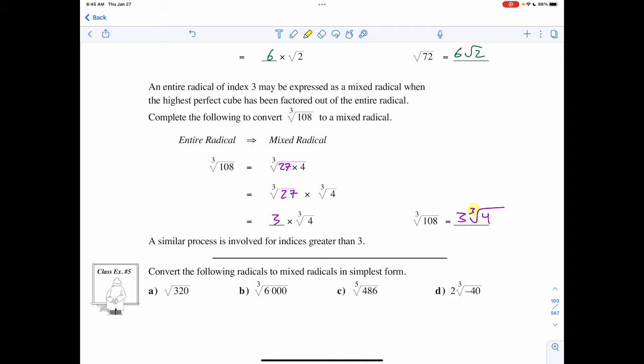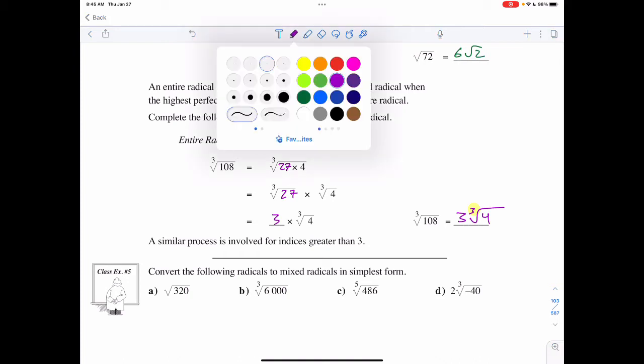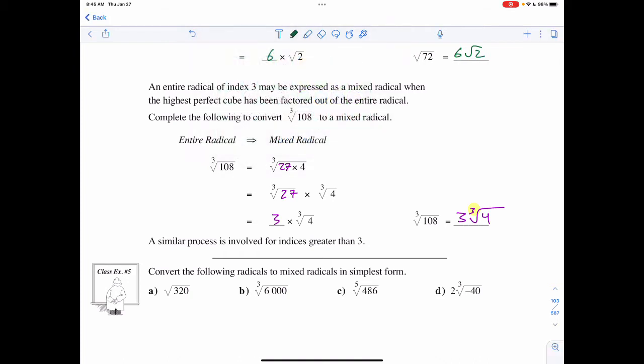Now, I can use the same process that we did in the last case, in case you're not sure what the perfect cubes are, in order to factor this down. I can take the radicand, 108. I'm going to divide that by 2 and get 54. I'm going to divide that by 2 and get 27. Can't divide by 2 anymore, so I divide by 3 and get 9. And then 3 and get 3. In this case, because the index is 3, I need 3 of the same number in order for one of them to make it out.